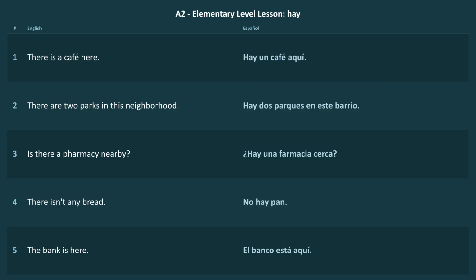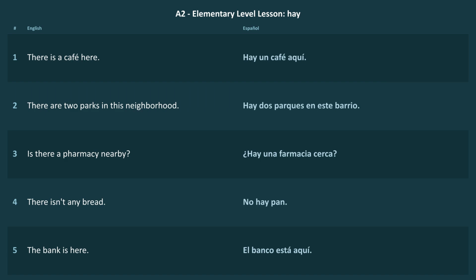Now let's add a practical contrast, because this is where learners often mix things up. Hay means there is or there are, but está and están mean is located or are located. In other words, hay introduces something. Está or están talk about where a specific thing is. Listen to the difference. Hay un banco en la calle. There is a bank on the street. We are saying a bank exists there. But if both speakers already know which bank we mean, then we say el banco está en la calle principal. The bank is on Main Street. Specific bank, specific place. Está.